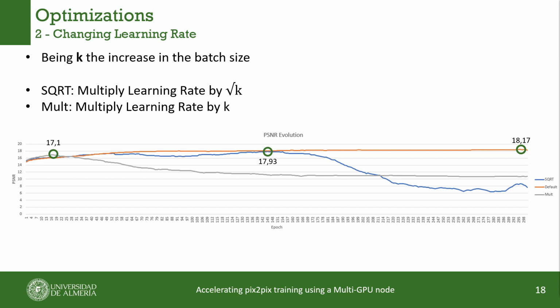The square root approach, which is the blue line, is similar to the default configuration, achieving 1793, but after 150 epochs, it starts generating bad results.